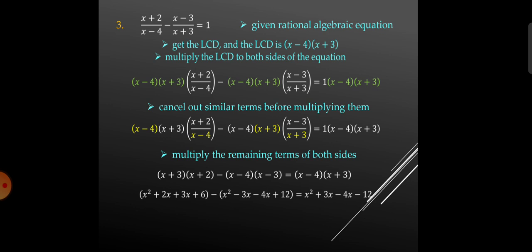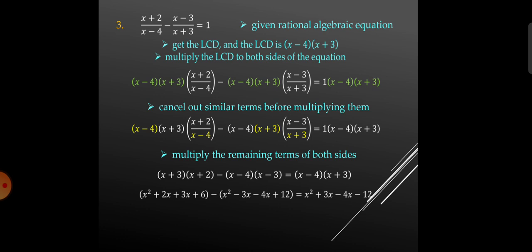x plus 3 times x plus 2. FOIL method: x times x, x squared. x times 2, 2x. 3 times x, 3x. 3 times 2 is 6, minus. We use the FOIL method on the two binomials x minus 4 and x minus 3. So, the result of the second trinomial: x times x, x squared. x times negative 3, negative 3x. Negative 4 times x, negative 4x. Negative 4 times negative 3, positive 12.